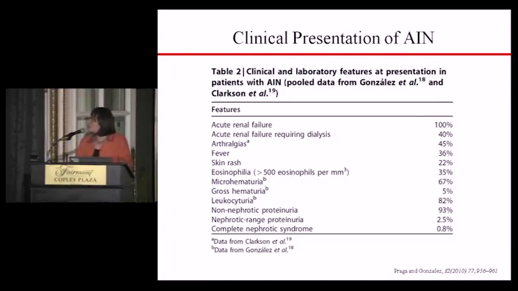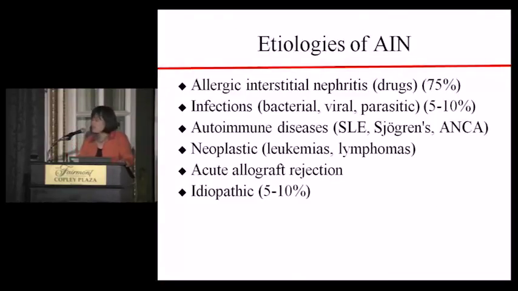Okay. Now, the clinical presentation of AIN has been very heterogeneous. This table is summarized from a paper written by Praga and Gonzalez. Shown here, acute renal failure, leukocyturia, and non-nephrotic proteinuria are quite common. In addition to drug-induced AIN, infections, autoimmune disease, neoplasm, or acute allograft rejection can also cause AIN. And about 5 to 10% of AIN is idiopathic.